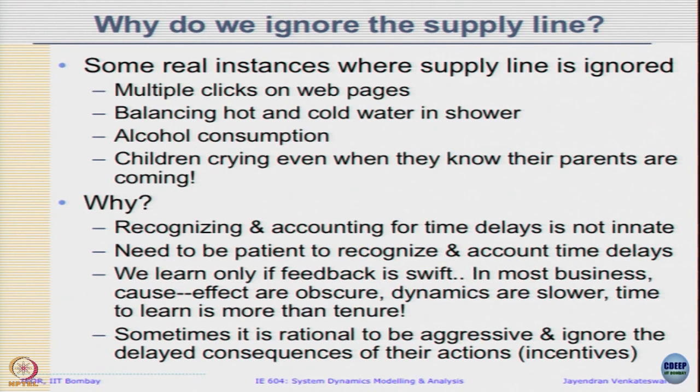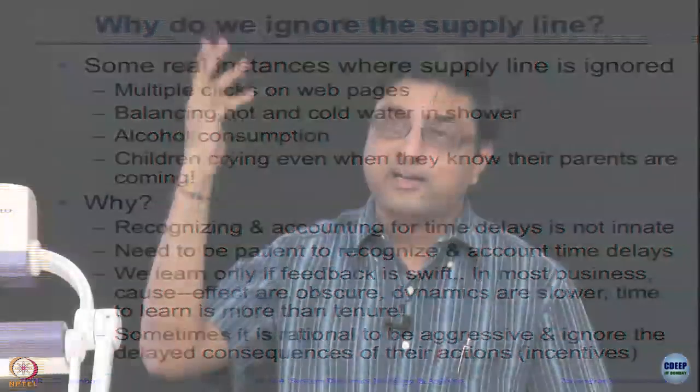And dynamics are slower, and time to learn is more than the tenure. Sometimes he's a regional manager only for 2-3 years, right? If some feedback is going to kick in after 3 years, you don't really care. Your objective, the marketing manager's objective, is to fulfill this in this quarter. So any feedback may occur in the next quarter, he will say, I'll worry about it next quarter. But that means he is ignoring the supply line.